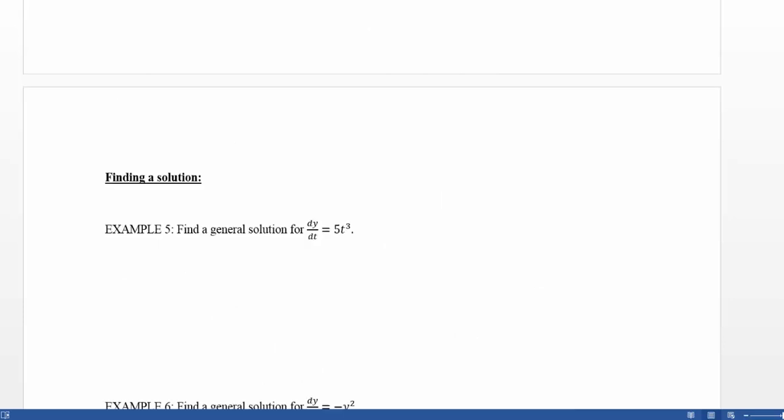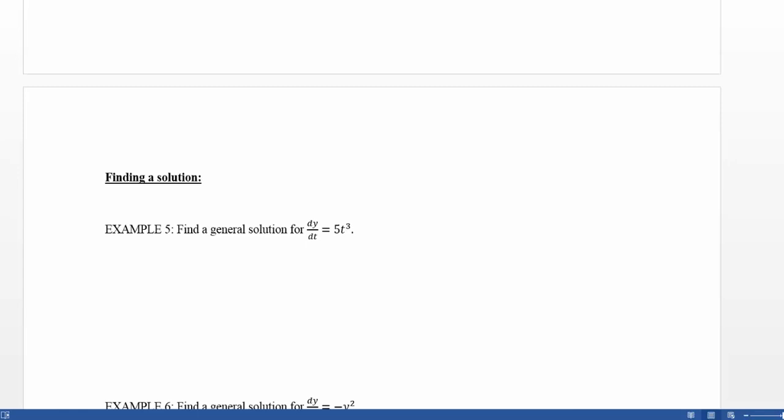For the next set of problems, we are going to now try to find a solution for our differential equation. So we're not going to be testing if a solution is a solution. Instead, we're going to use what we know and our techniques to find a solution for our differential equation. Example 5. Find a general solution for dy/dt, the derivative of y with respect to t, equals 5t cubed.